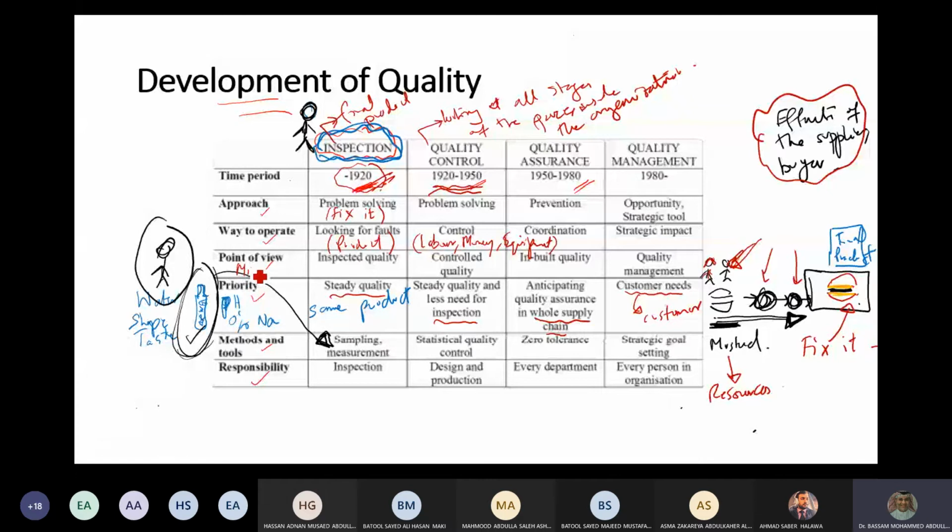So here the words point of view, it is good to put the mindset also between brackets. I think it helps. So what I'm looking at is the same product, steady quality, and less need for inspection. Why should I have less need for inspection? Because I'm not only looking at the final product. If I fix the labor, I fix the money, I fix the equipment, I need less inspection.